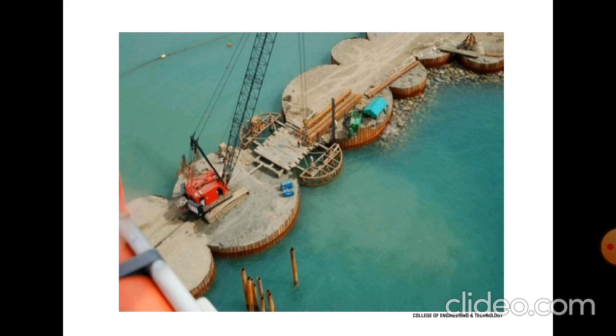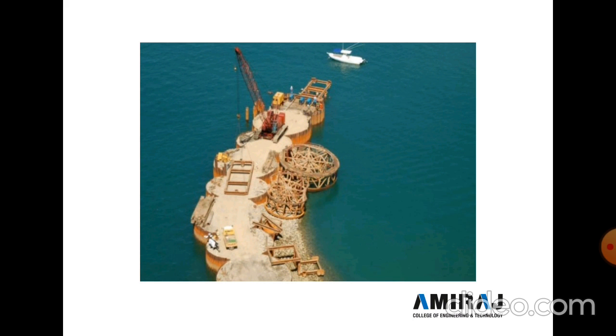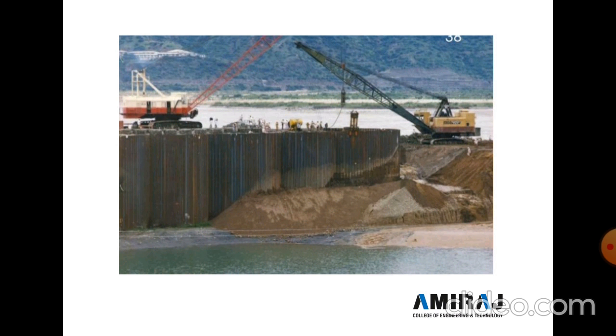These photographs show the original construction site. Here, after inserting the cellular cofferdam, it is filled up with material like stone, gravel, sand, brick, etc., and the upper part is made with RCC. Another photo also shows the cellular type of the cofferdam, a front view of the cellular type of cofferdam.